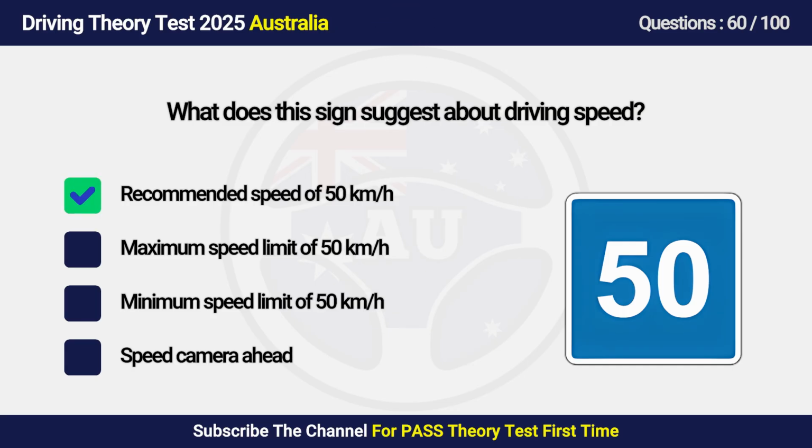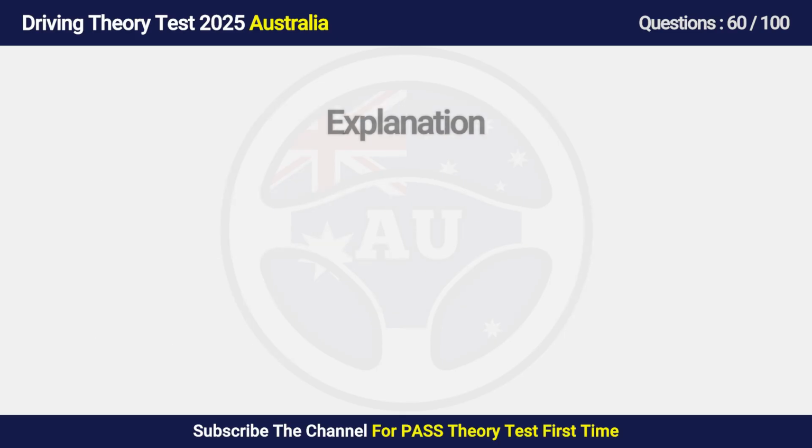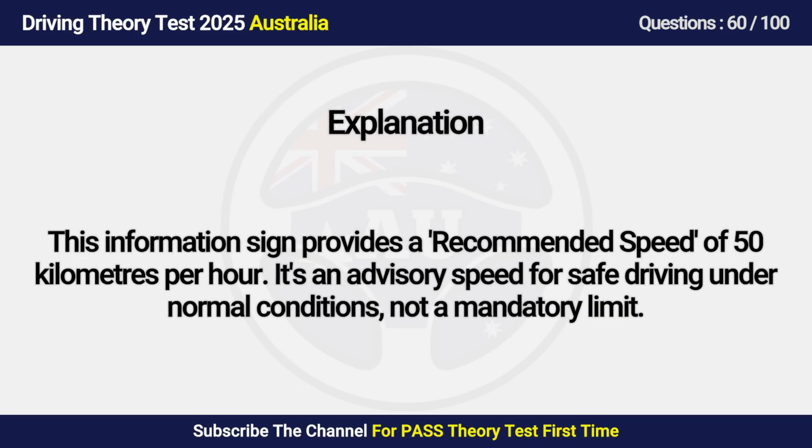Answer is A. Recommended speed of 50. This information sign provides a recommended speed of 50 km per hour. It's an advisory speed for safe driving under normal conditions, not a mandatory limit.